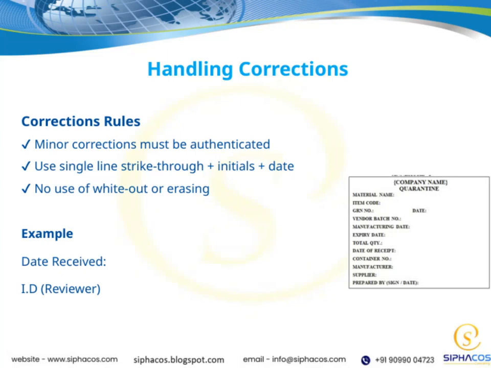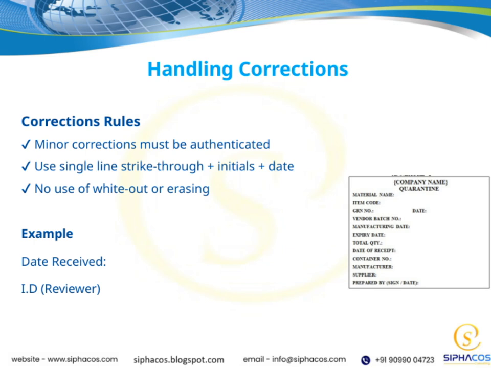All right, let's talk about handling corrections. When making corrections, it's important to follow the established rules to keep everything clear and professional. Minor corrections, for instance, must be authenticated. That means you need to sign off on them to show they've been approved. You should use a single-line strike-through to make the correction visible, and then initial it along with the date. This way, everyone knows who made the change and when.